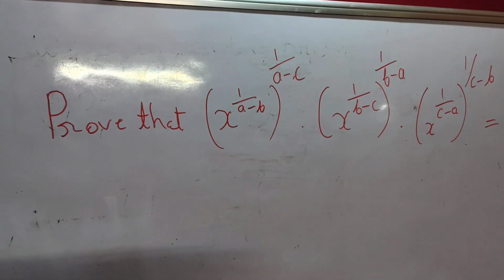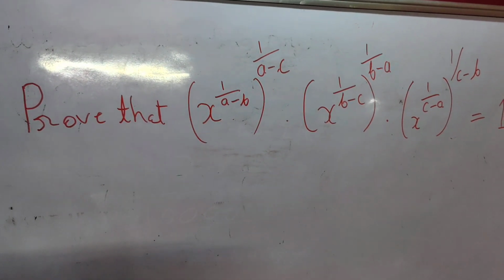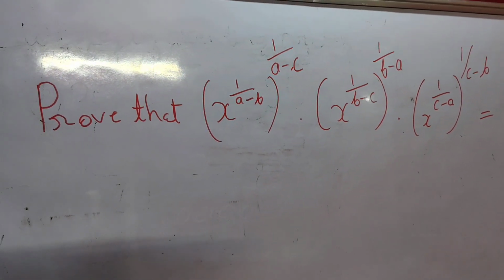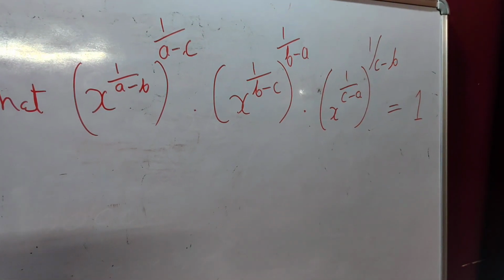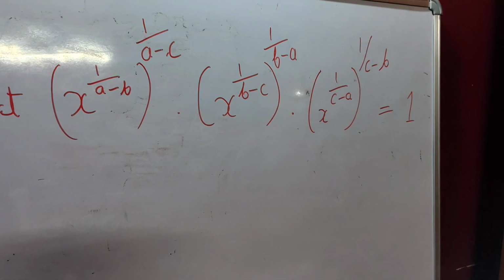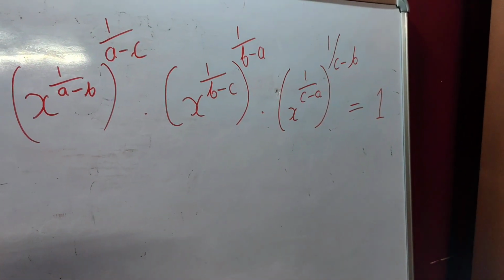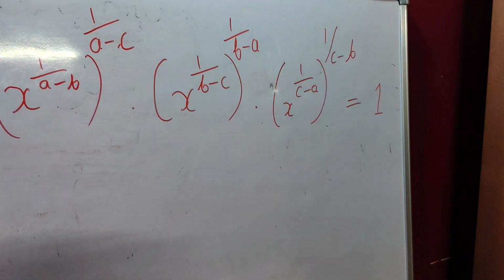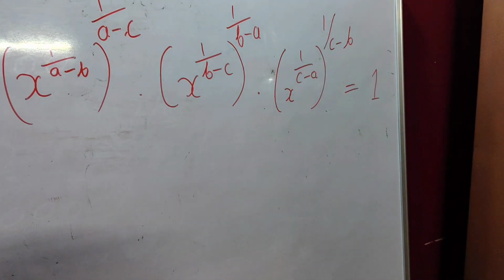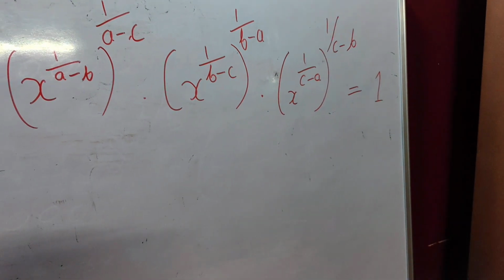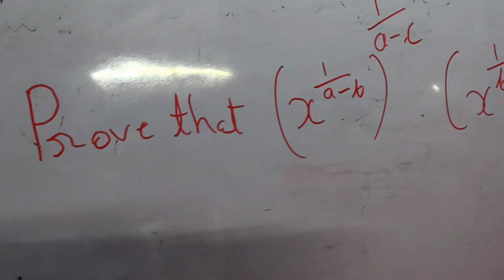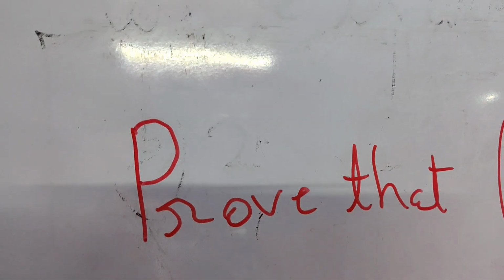Prove that (x to the power 1 by a minus b) to the power 1 by a minus c, into (x to the power 1 by b minus c) to the power 1 by b minus a, into (x to the power 1 by c minus a) to the power 1 by c minus b, is equal to 1. So we have to prove that it will be equal to 1. Let's start. We'll take the LHS first.